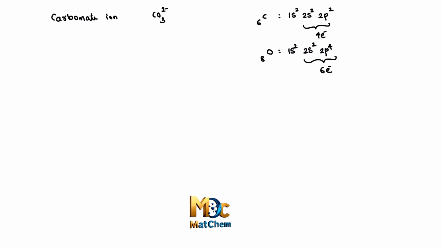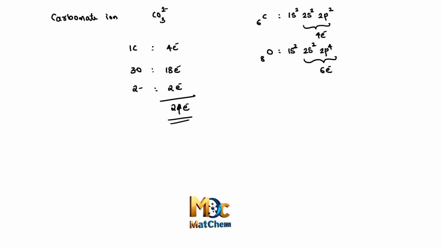When we consider the carbonate ion, there is 1 carbon, that means 4 electrons. We have 3 oxygen. 1 oxygen has 6 electrons, so 3 oxygen will be 3 into 6, that is equal to 18 electrons. We have 2 negative charges. 1 negative means 1 electron, 2 negative means 2 more electrons. If you add, 18 plus 4 is 22, and 22 plus 2 is 24 electrons. In this particular molecule, there is an involvement of 24 electrons.